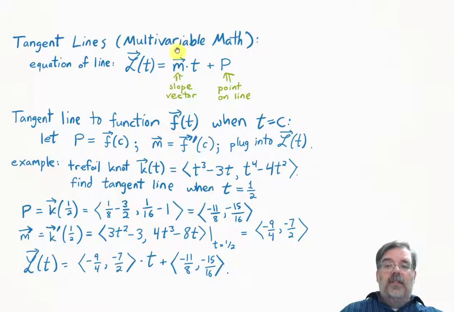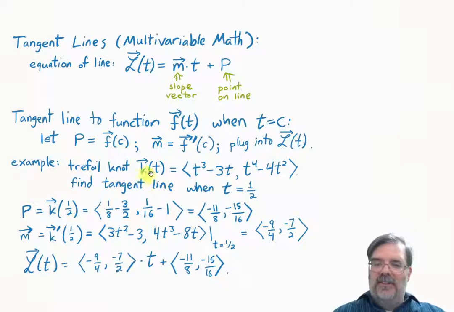To calculate the slope vector, well, slope is still a change in coordinates. Slope is still calculated by derivatives, no matter how many dimensions you're working in. So the slope vector is f prime of c. Once you have these two values, you can plug them into the equation of the line, L of t, and you'll be done. So, as an example, let's take my favorite parametric function, the trefoil knot function, t cubed minus 3t, t to the fourth minus 4t squared.